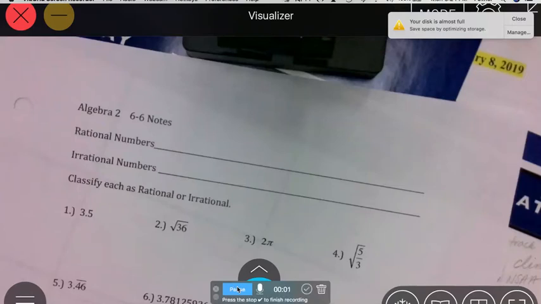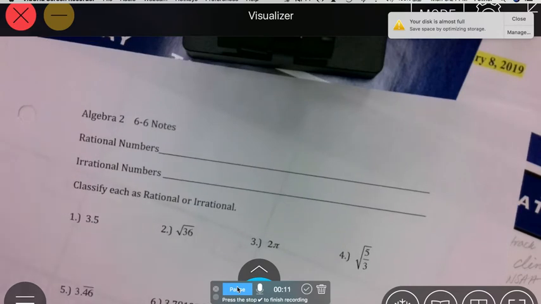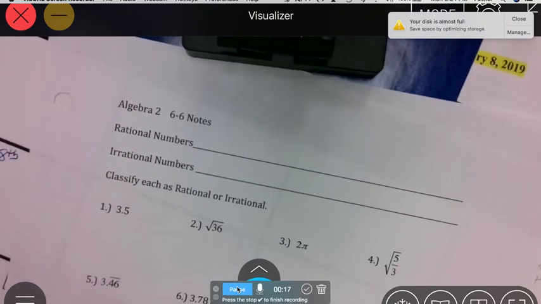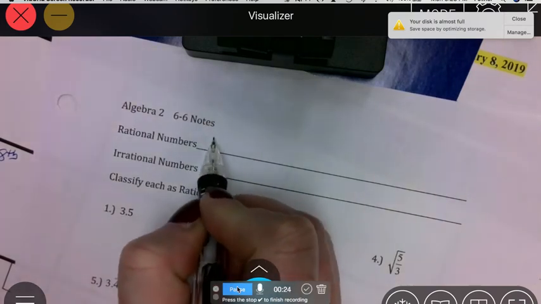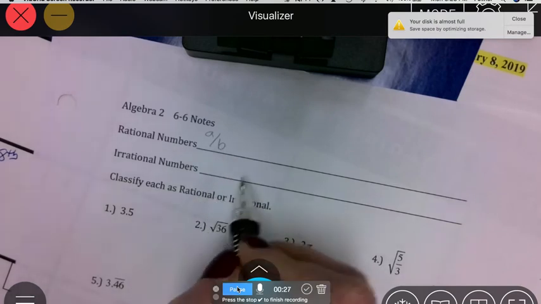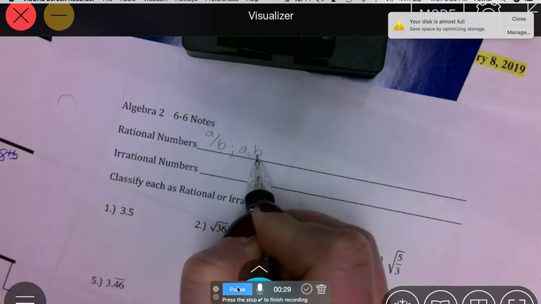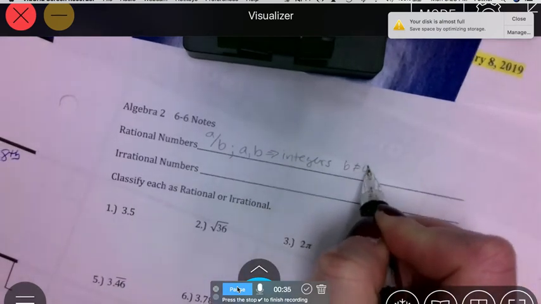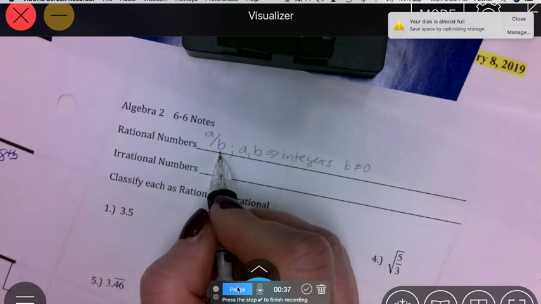Section 6.6, we get into rational and irrational numbers. This is a topic we've talked about first semester in the first chapter, but we've also run into rational numbers and, earlier in this chapter, irrational numbers. So let's redefine them. Rational numbers, if you remember, are any numbers that can be written in fraction form a over b, where a and b are integers and b doesn't equal 0, because obviously we can't have a 0 in the denominator.